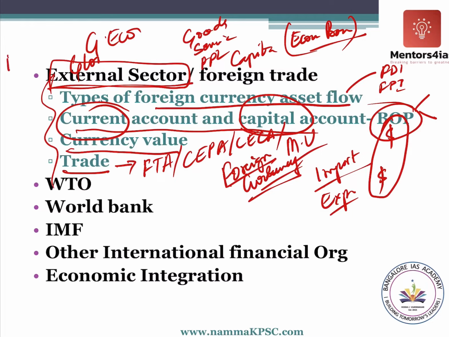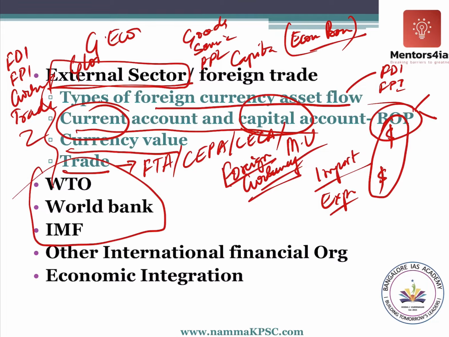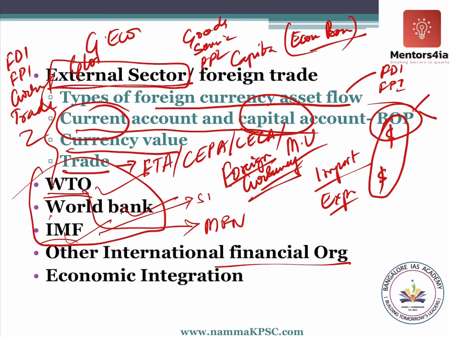So here we will understand FDI, FPI, how currency is determined, how trade takes place. All these things we will try to understand. Along with that, we'll also try to understand international financial organizations like World Trade Organization, World Bank, IMF, their objectives, agendas, various issues, concepts relating to that. For example, if you talk about World Trade Organization, we will be discussing the most favored nation principle, things like that. In IMF, we will be discussing SDR. Okay, so these things we will be discussing in external sector.